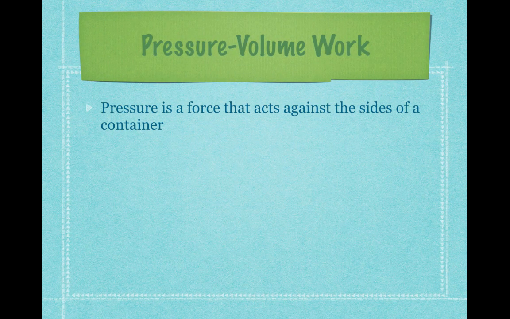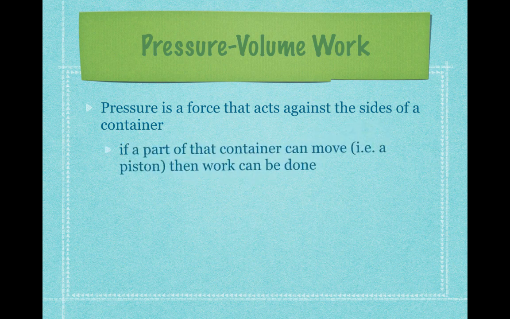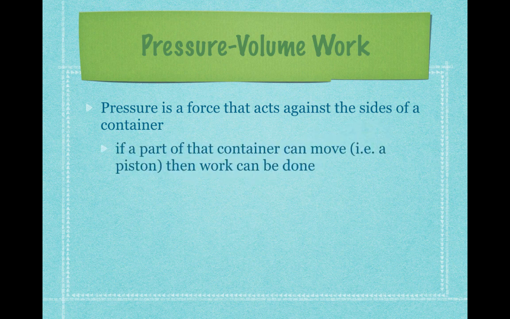So we've talked a lot about heat so far. Let's go to that other side. Let's take a look at work. One of the most common types of work that we see in chemistry is pressure volume work. So if we look at pressure, pressure is really a force, and it acts against the sides of a container that might be sealed. Now, if a part of that container can move, so as an example, something like a piston, then work can be done on that system.